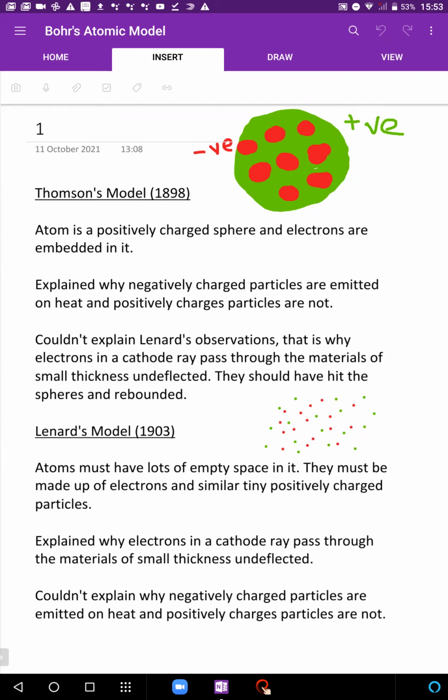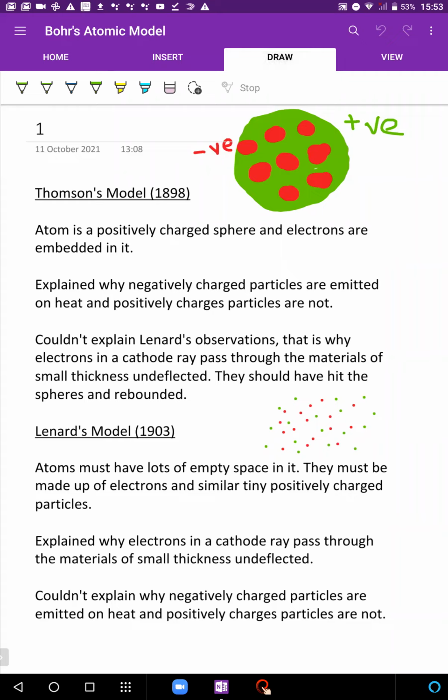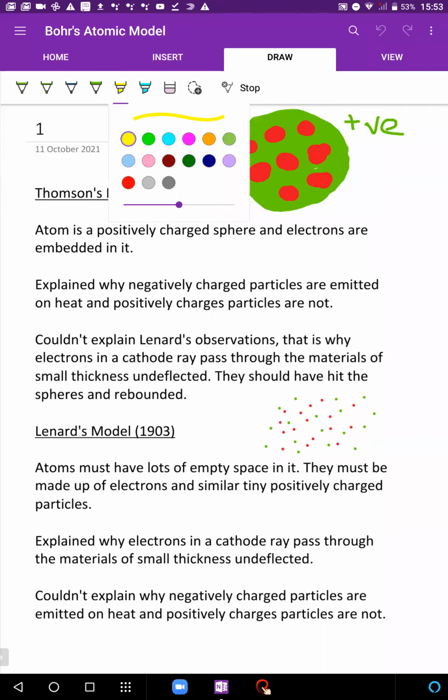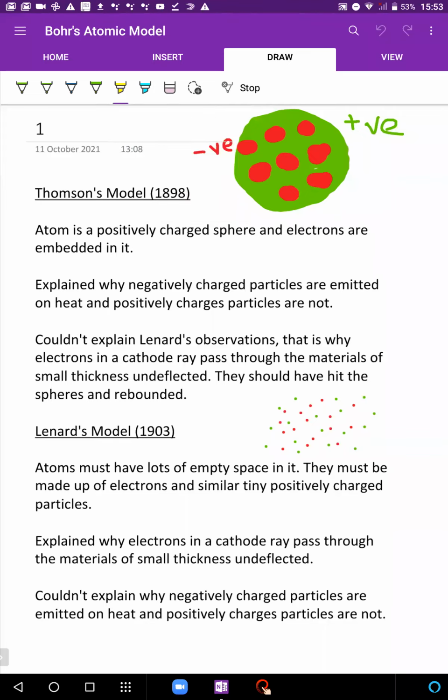Let's see the background of how this atomic model was developed. Thompson's model, Leonard's model are not explicitly mentioned in either your advanced or main syllabus. So this page is just more of an FYI. You may need it for chemistry, who knows? But definitely, it's good to just know what these guys said.